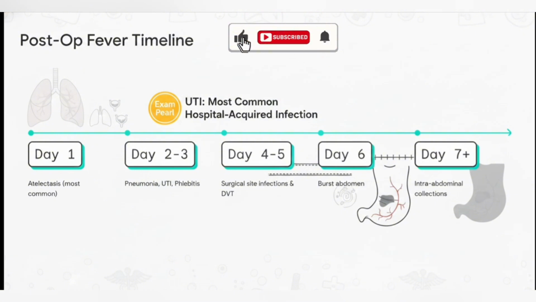This timeline is crucial. Day 1 fever, think atelectasis. Day 2 to 3, it could be pneumonia, phlebitis, or a UTI. And just a quick side note, UTI is literally the most common hospital-acquired infection overall. By day 4 to 5, we start worrying about surgical site infections and DVT. Day 6 is a classic time frame for a burst abdomen.